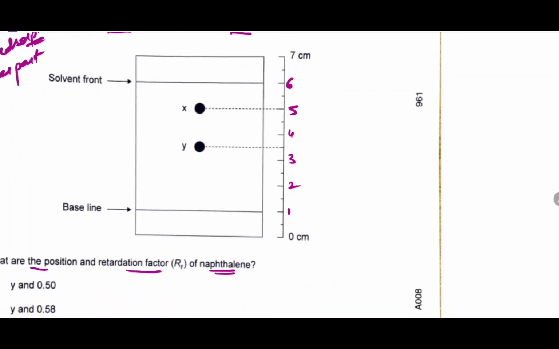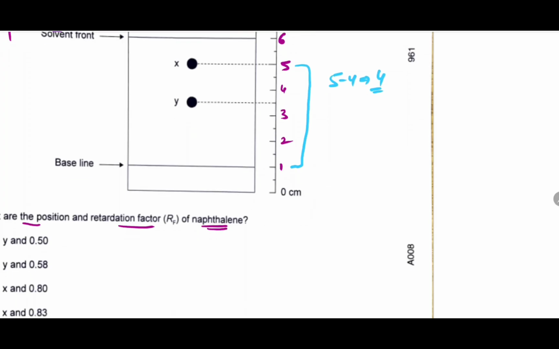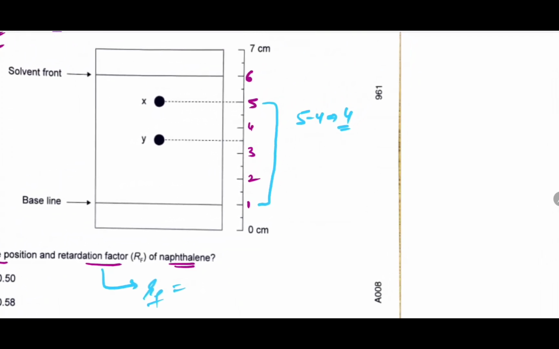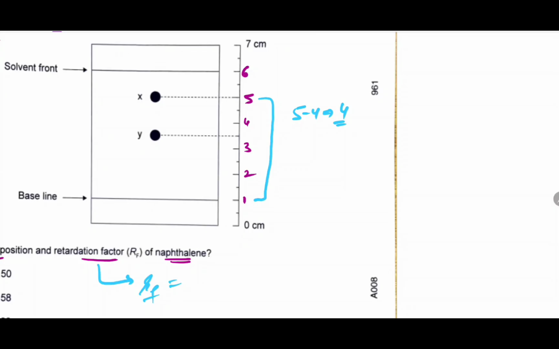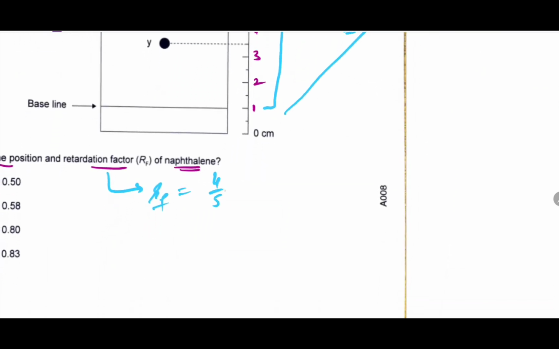X will go to higher part in the chromatogram, and the difference of this is taken from the baseline. Baseline is 1. 5 minus 1 equals 4. This is the distance traveled by X. So the Rf factor for X is the distance traveled by the component upon the distance traveled by the solvent phase. Now the solvent front goes to 5, that is, 6 minus 1 equals 5. Solvent front goes to 5 centimeter. The component X goes 4. Rf factor will be 4 divided by 5, that is equal to 0.8 for X.